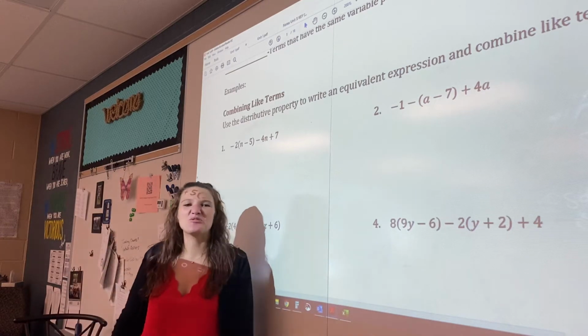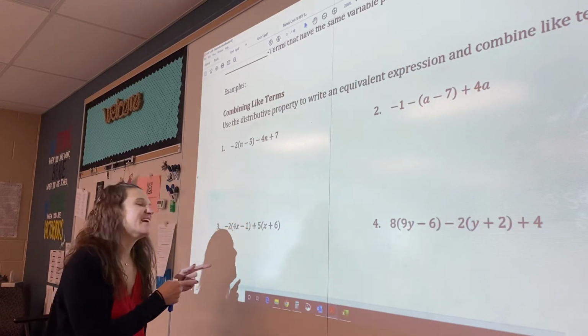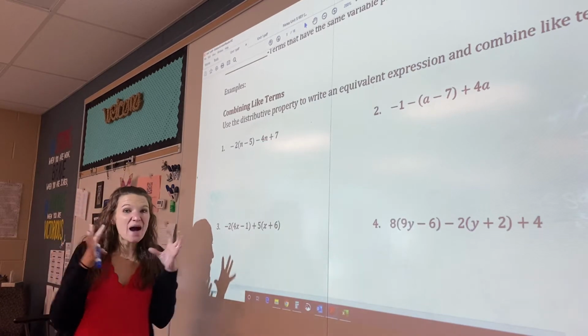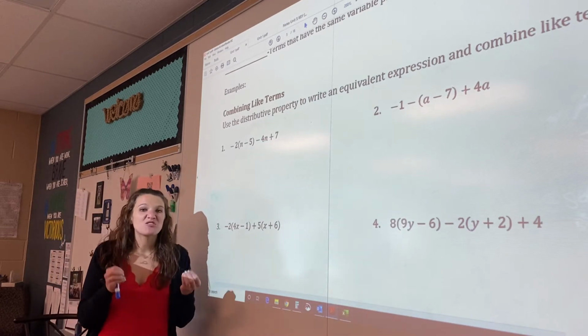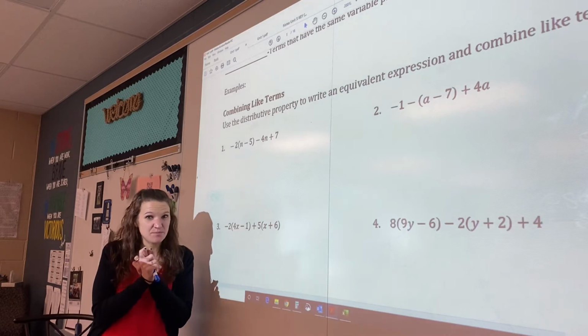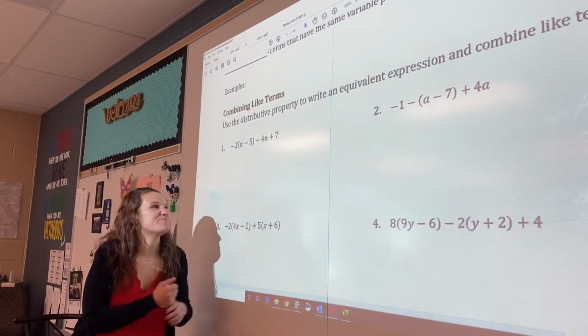Guys, welcome back. We're looking at the distributive property again, except this time we're going to combine like terms. Remember, like terms have the same variable and exponent part. All right, let's jump in.